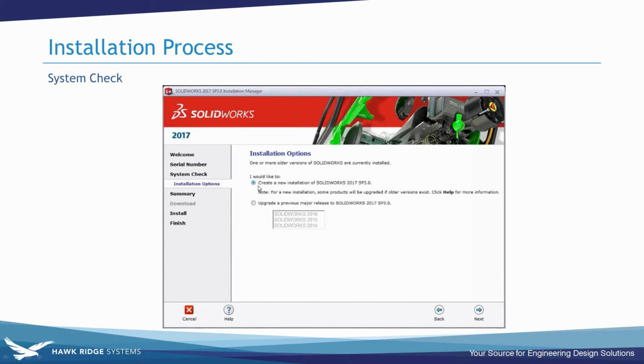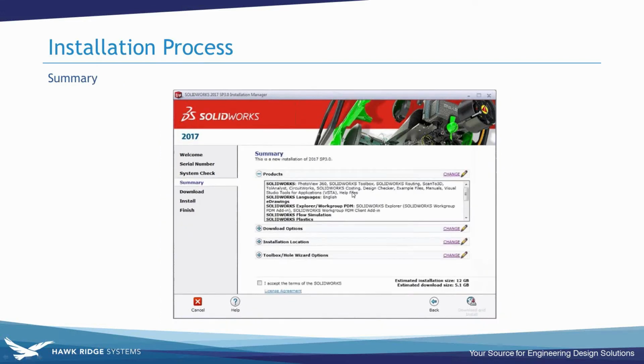This option asks you if you want to create a new installation or upgrade a previous major release to the newest version. I'll go ahead and select create a new installation of SolidWorks 2017 SP3. But if you do choose to upgrade a previous major release to SolidWorks 2017, keep in mind it's only recommended for the previous year version. So we would only recommend you upgrade from 2016 to 2017. Jumping from 2014 to 2017 is not recommended, and we highly don't recommend that. So select next. It'll bring you up to the summary page.